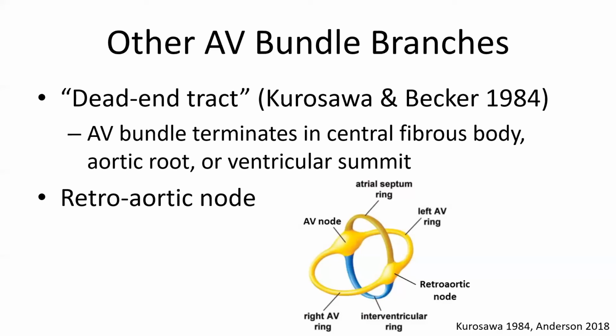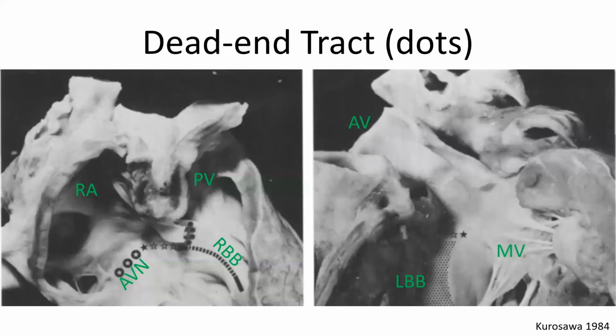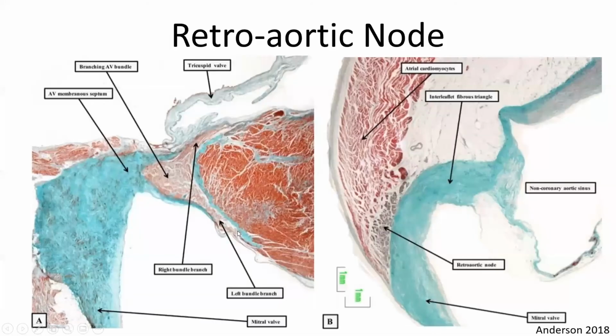So to show that with pictures, here's the picture from Anton Becker's paper showing the right heart here on the left side of the screen, showing the AV node, AV bundle, the right bundle, and then these dots just representing the dead-end tract that just stops and goes to nowhere. And then from the Anderson paper, particularly on the right picture here, we have the atrial myocardium, we have the non-coronary cusp, part of the mitral valve, and this off-colored tissue here is the retroaortic node.